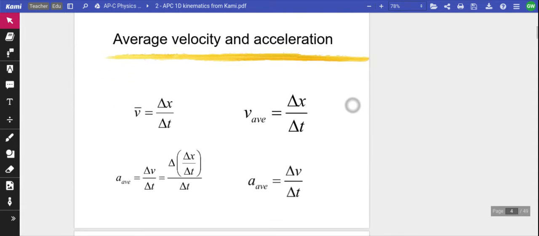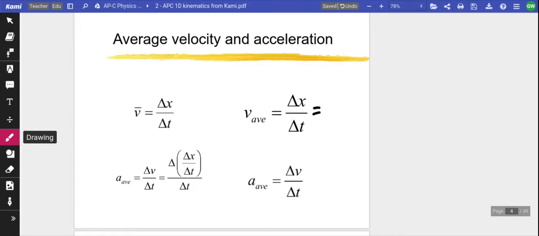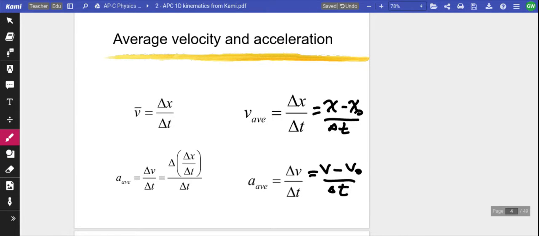Now, it's important to know the difference between an average and a final velocity. The average is when we put a little bar over top. An average velocity is the difference between the initial and final position divided by time, so the final displacement minus the initial displacement divided by the amount of time. And an average acceleration would be the final velocity minus the initial velocity divided by the amount of time. We're just reminding you of that.